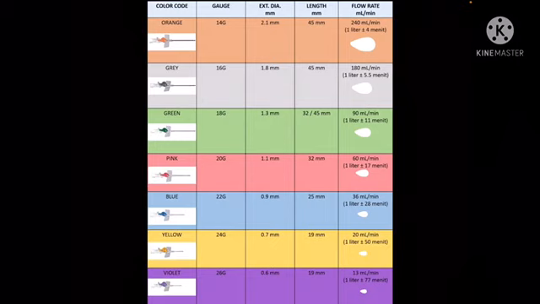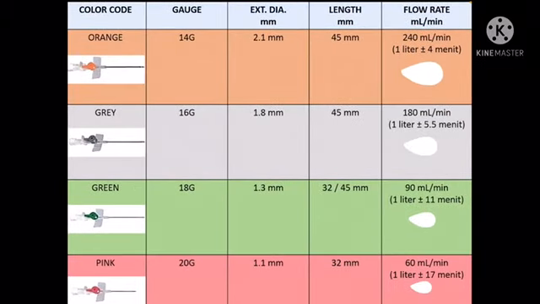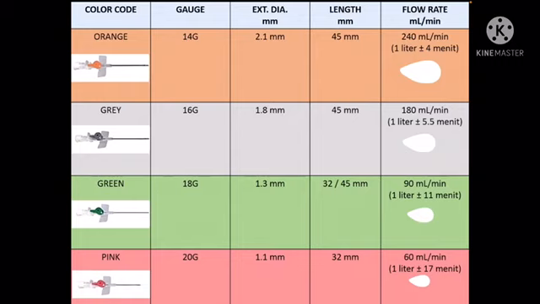So for the orange, we can see that here the color of cannula is orange and its gauge is 14. The external diameter is 2.1 millimeter. The length of the cannula is 45 millimeter, and the flow rate is 240 ml per minute. The next is the gray gauge. You can see the gray color cannula that presents 16 gauge. The external diameter is 1.8 millimeter. The length is 45 millimeter, and the flow rate is 180 ml per minute.